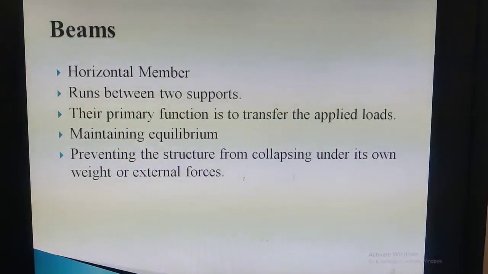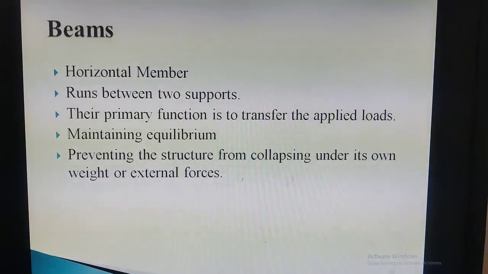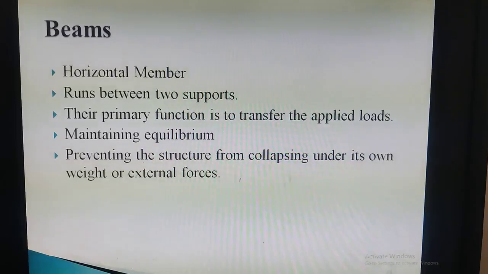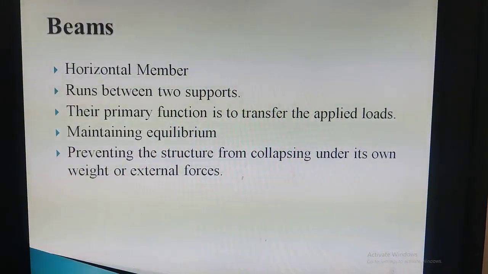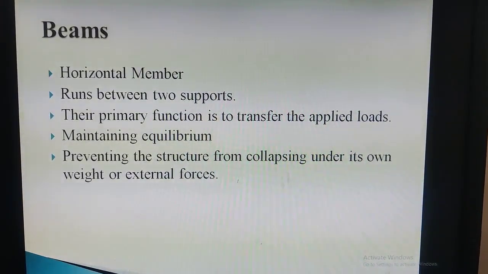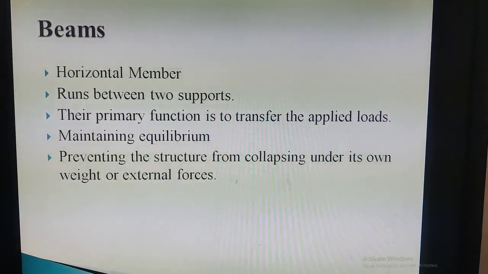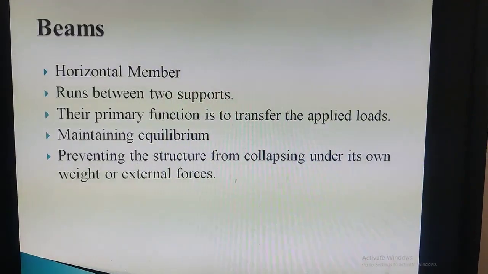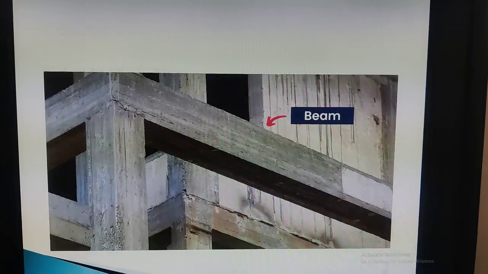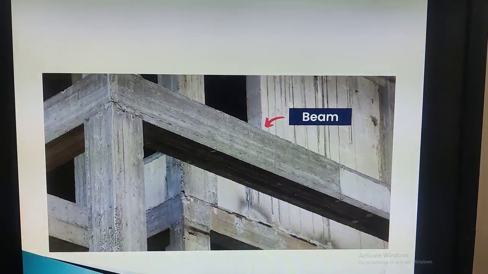Next is beam. As we can say, column is a vertical member and here we can see that beam is a horizontal member that runs between two supports. Their primary function is to transfer the applied loads. It maintains the equilibrium, preventing the structure from collapsing under its own weight or external forces. So here is the structure of the beam also.